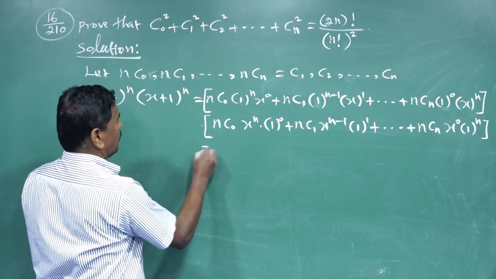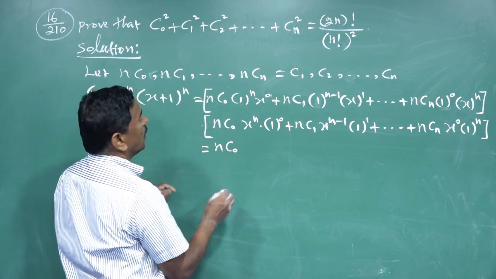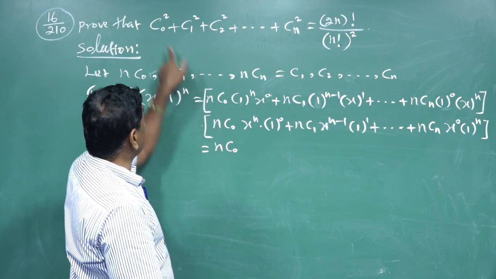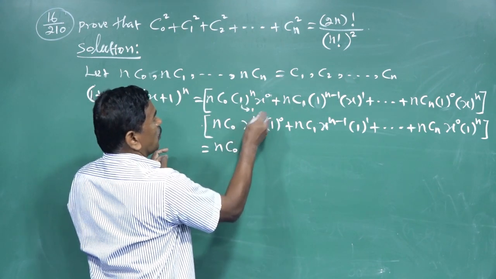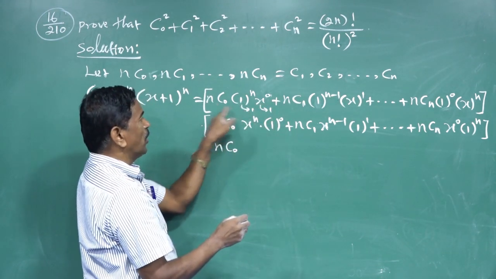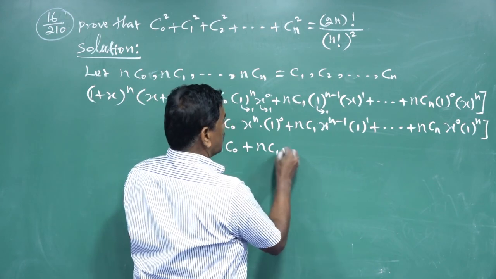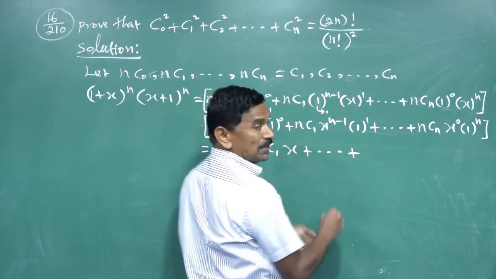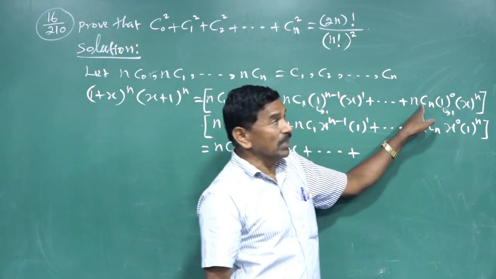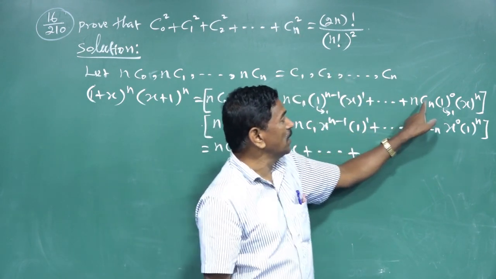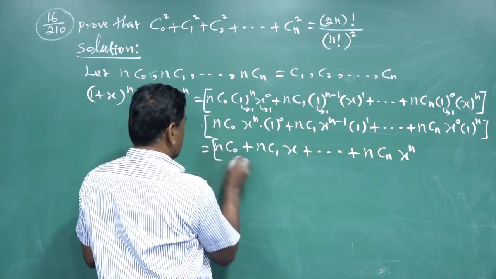Okay, now simplification, yourself, which is equal to nC0. Yes, we need nC0 because we need C0 square, so that is why nC0 is fixed. nC0, 1 power anything tends to 1, x power 0 tends to 1. So nC0 into 1 is nC0, plus nC1. Here 1 power anything tends to 1, so x, plus etc. plus. Here, good, 1 power 0 tends to 1, nCn tends to 1, but we need Cn, so that is why nCn is fixed. nCn into x power n. So that is the first expansion.